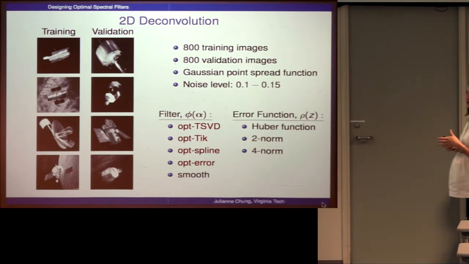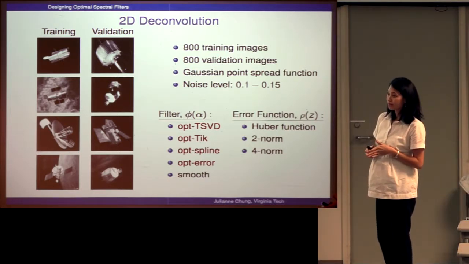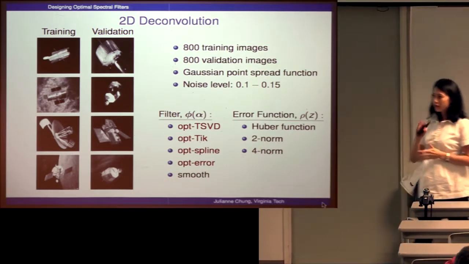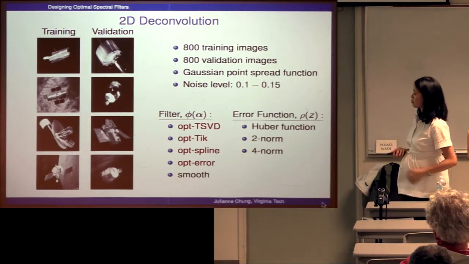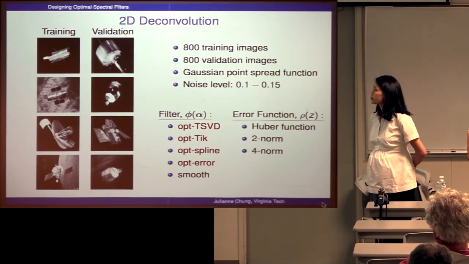Yeah, you have a question? So the noise level 0.1 to 0.15, it's an independent Gaussian noise on each case? Yes, thank you. It is just Gaussian white noise that's added to the images. Yeah, thank you. I forgot to mention that.